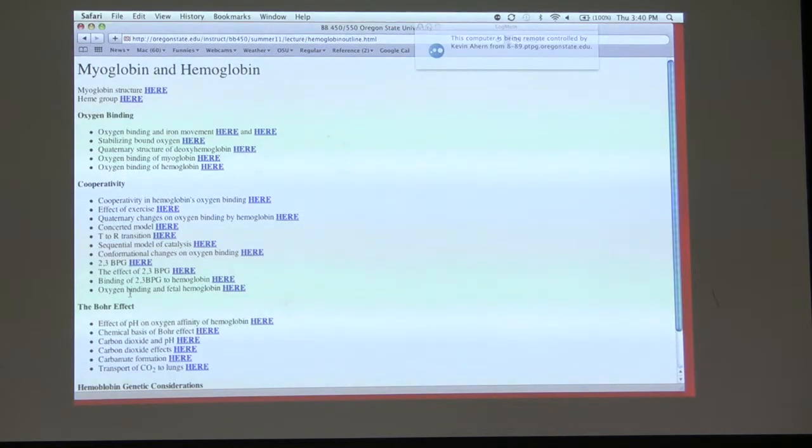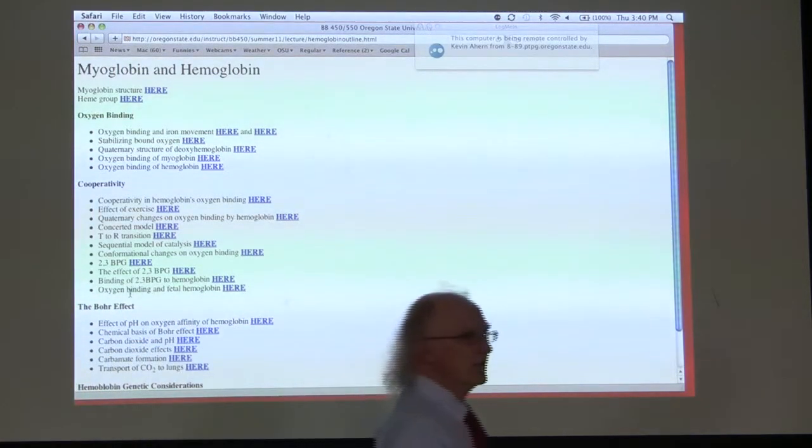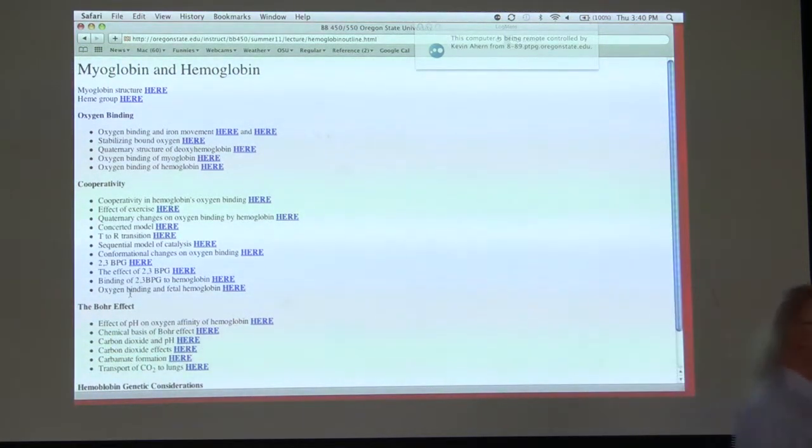So I've already introduced hemoglobin a little bit. I told you it had 4 polypeptide subunits. It had quaternary structure. I told you it was very good at carrying oxygen and giving up oxygen. I told you that contrasted with myoglobin, which only had a single subunit and was mostly good at holding on to oxygen. It's not very good about giving it up.